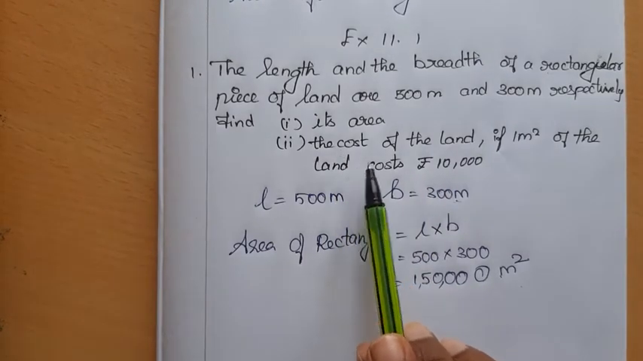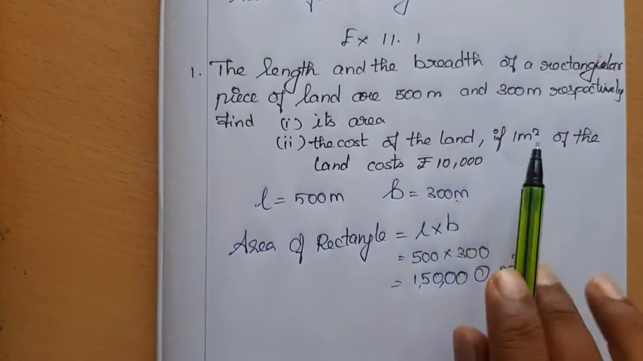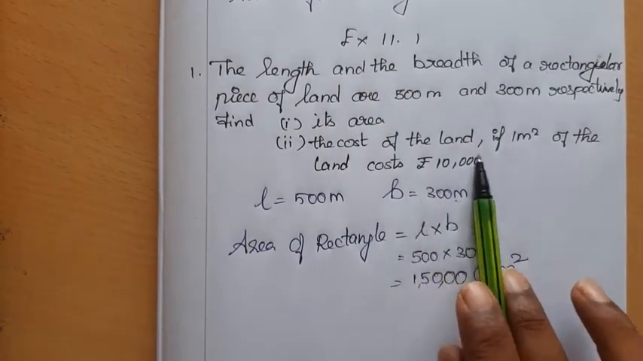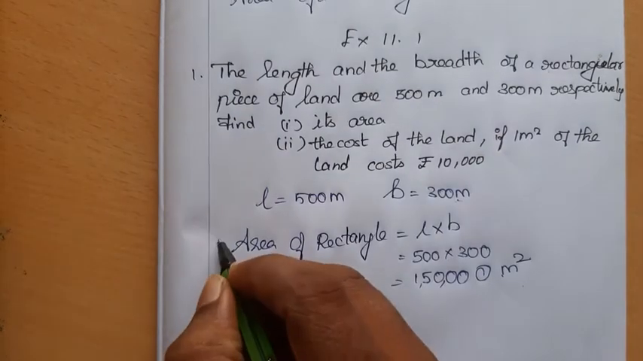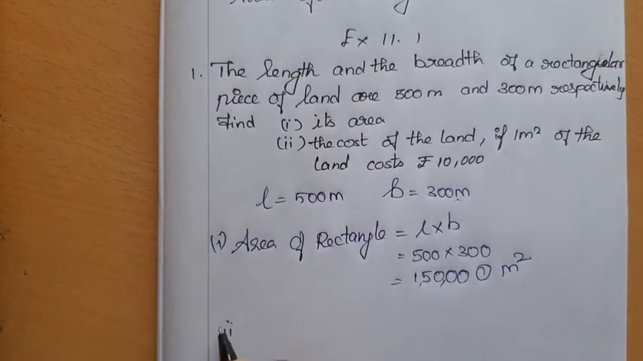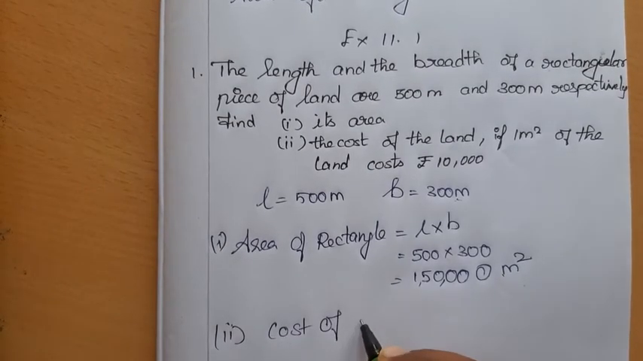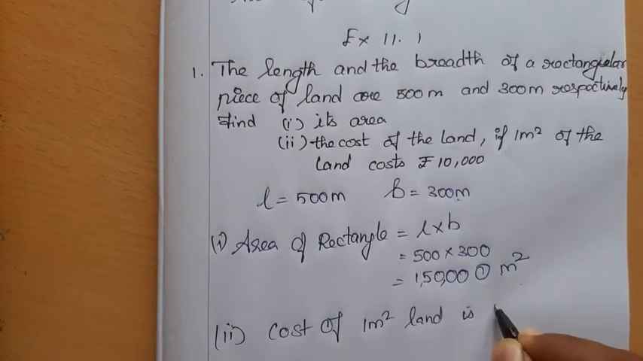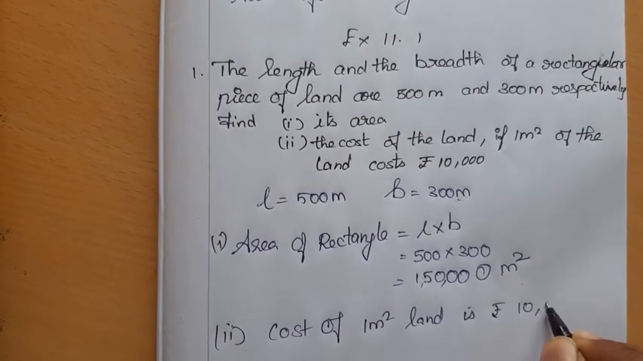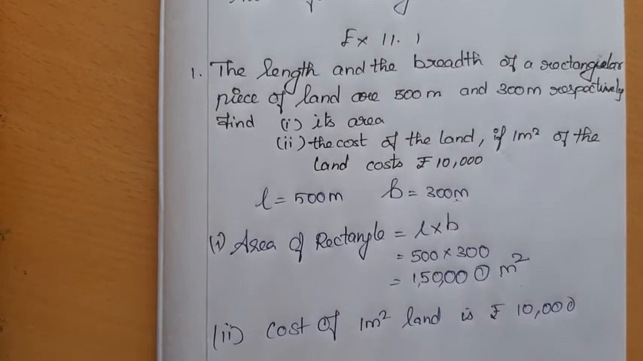And the second one is the cost of land. If 1 meter square of the land costs 10,000. So 1 meter square costs 10,000. Then we have to find for 1,50,000 meter square. So this is for the first one. And second one, cost of 1 meter square land is rupees 10,000, given that, right? So we have to find for 1,50,000.